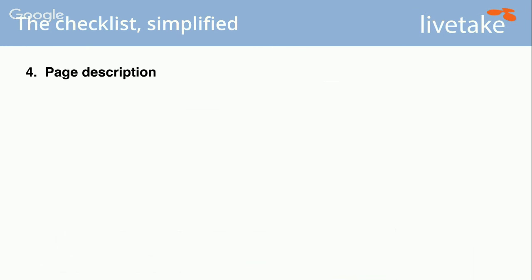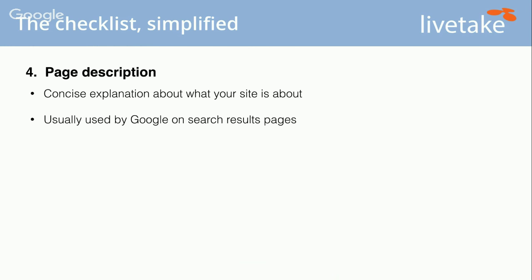Next on the list then is page description. So this is a concise explanation about what your site is actually about. It's usually used by Google on search engine results pages. So the little description that you see when you get a Google search page, right? I typed in something into Google, I push search, I get a whole bunch of listings. All those listings have a little snippet there of explanation. That's usually what you had put into your description phrase.